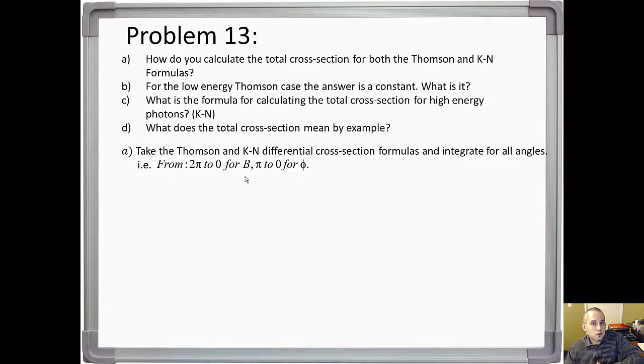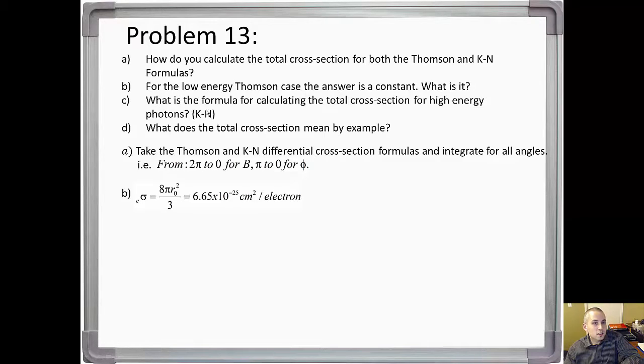With respect to the total cross section for those formulas, moving on to B, for the low energy Thomson case, the answer is a constant. What is it? After you integrate with respect to all angles, for the Thomson low energy case, it goes to this constant. So this might be something to keep an eye on as a potential multiple choice question.